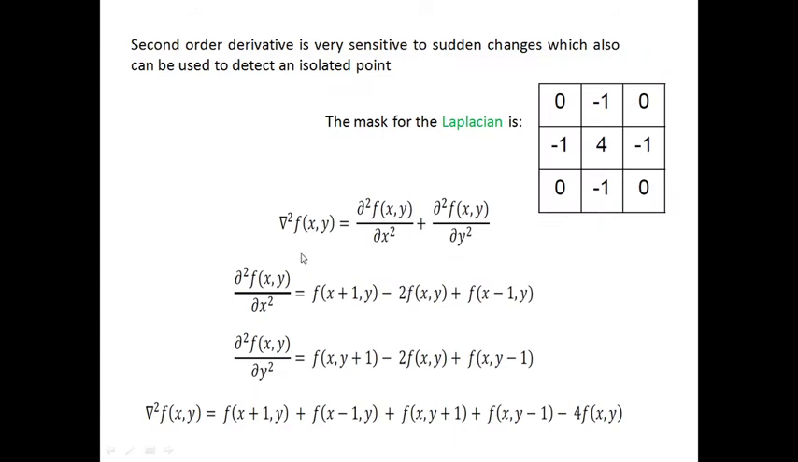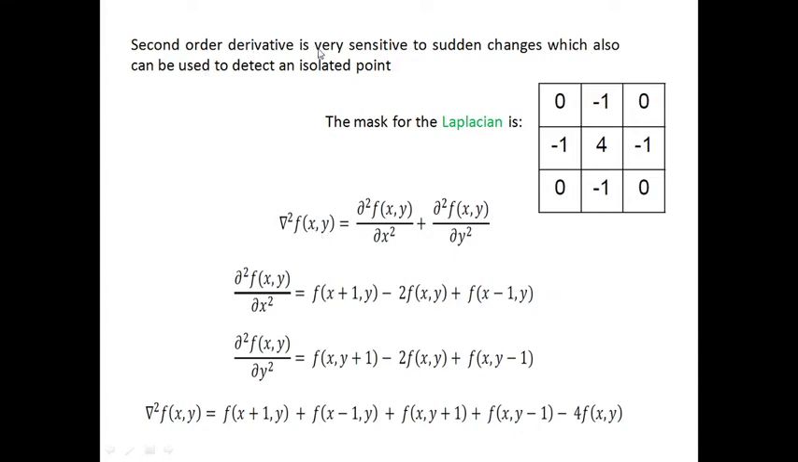And also we can use the second order derivative, which is nothing but the Laplacian. This is my function f of x comma y. In an image we have the x coordinate as well as the y coordinate. f of x y represents the intensity value or the grayscale value at each and every pixel location.